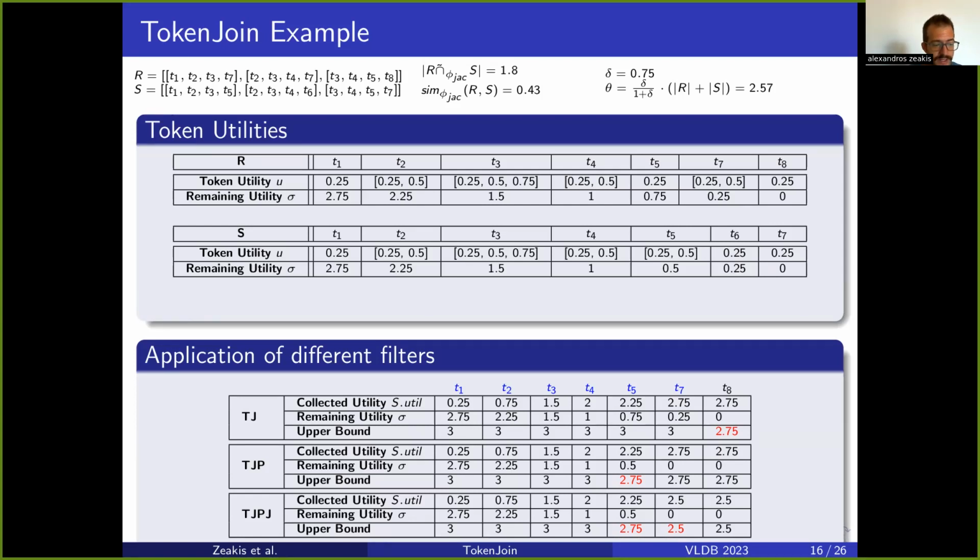Finally, in TJPJ, we examine both utilities of R and S, thus we also change the first row. Consider T7, for example, where R has T7 within two elements, while S only once. Thus, the joint utility in this case is 0.25. The same holds for T5. Hence, the total upper bound drops to 2.5 at T7, and S can be rejected since theta is 2.57.